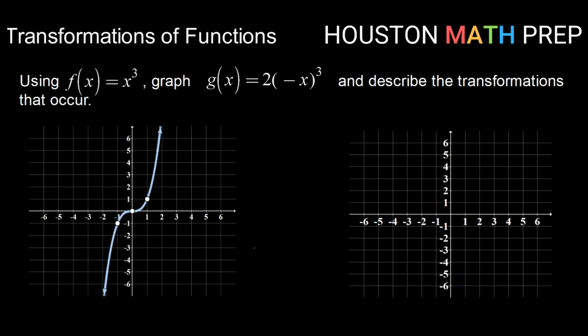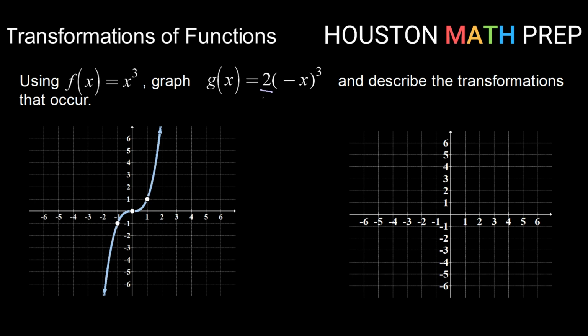In this video, we're going to take a look at an example using transformation rules on one of our parent or library functions. In this case, we're using f of x equals x cubed, shown there below, and we're going to use our knowledge of transformations to create g of x equals 2 times negative x cubed, and we're going to start by describing the transformations that are occurring.